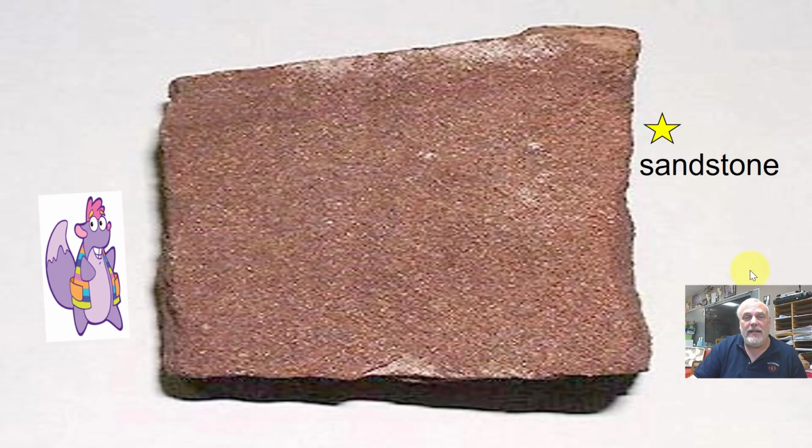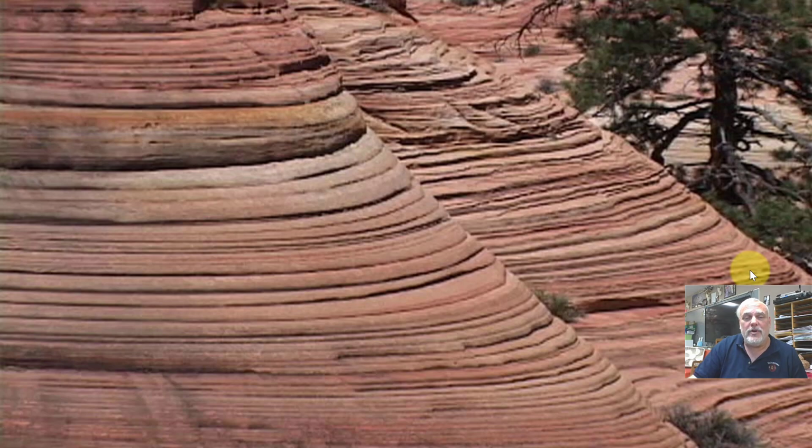Sandstone is a clastic sedimentary rock. Sandstone is generally laid out in layers. Here I have a sample of sandstone. You can see that it kind of is in layers. It's a little bit darker here, it's a little bit lighter here, and it even feels a little bit gritty from the sand.